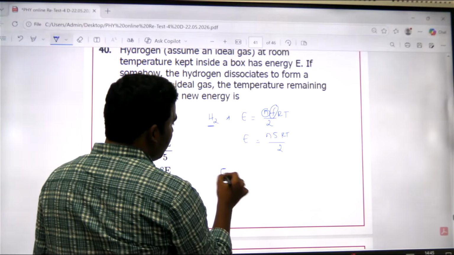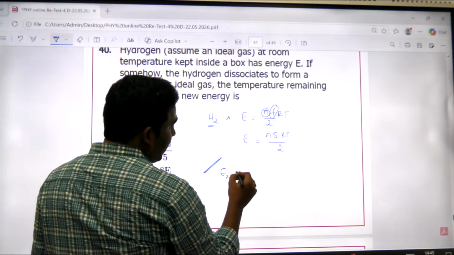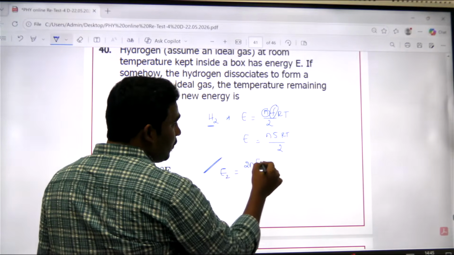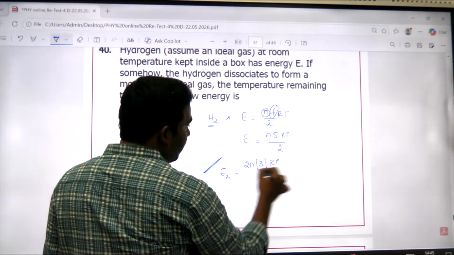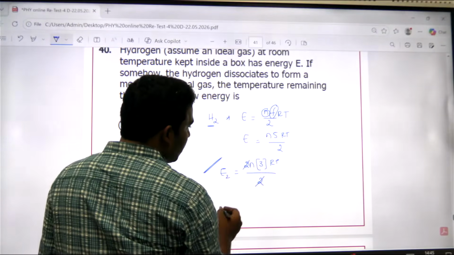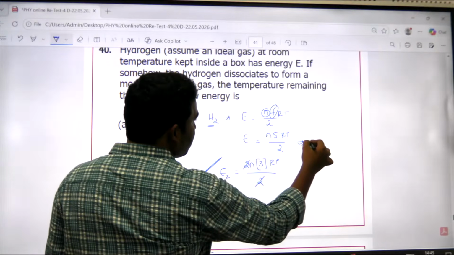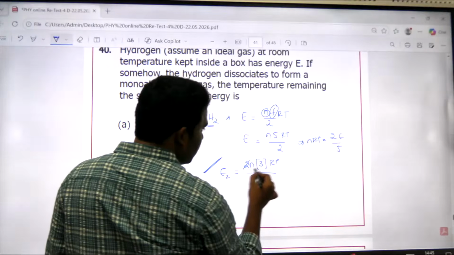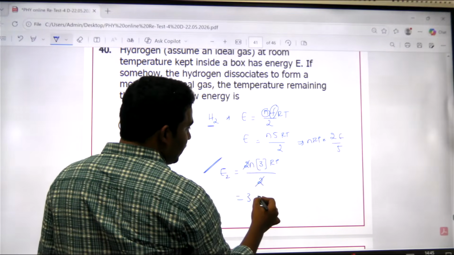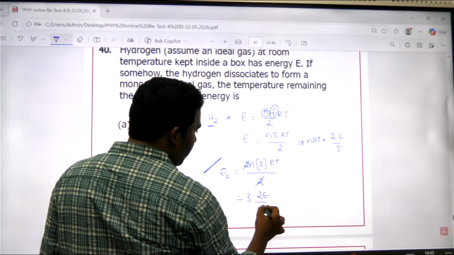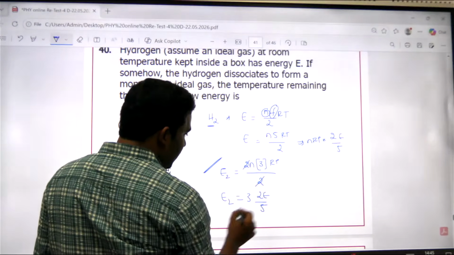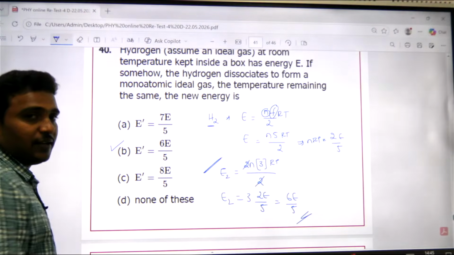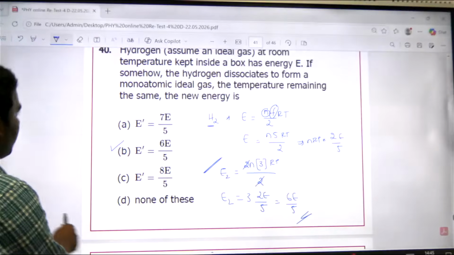Now for the second case, the energy: the number of moles has become double, 2n, and now it is a monatomic gas, so the degrees of freedom has to be 3, into RT divided by 2. The 2 and 2 get cancelled out. So what is nRT? From this, n into RT is equal to 2E by 5. So E dash is 6E by 5. So the final energy of the system is 6E by 5.